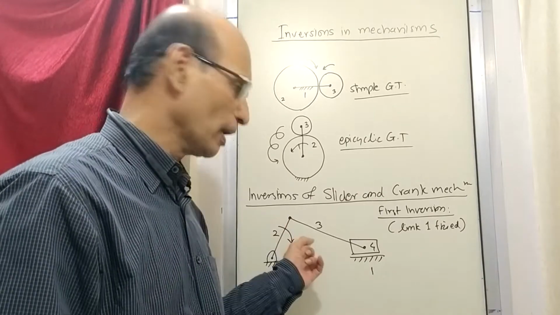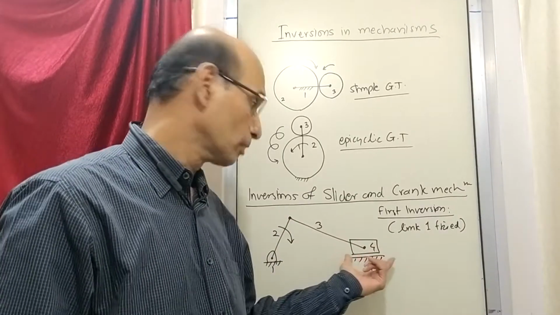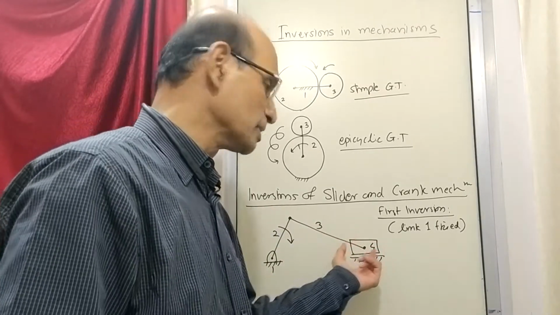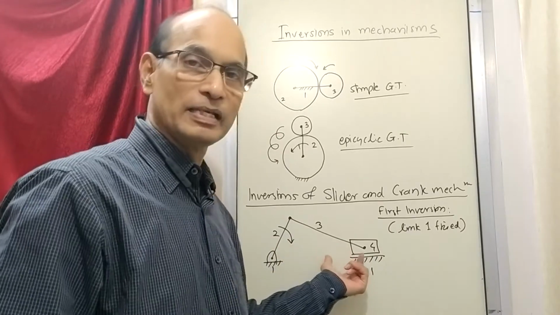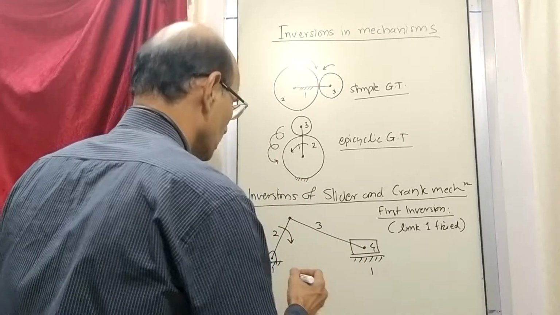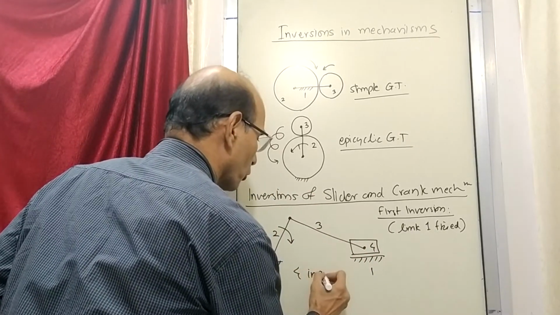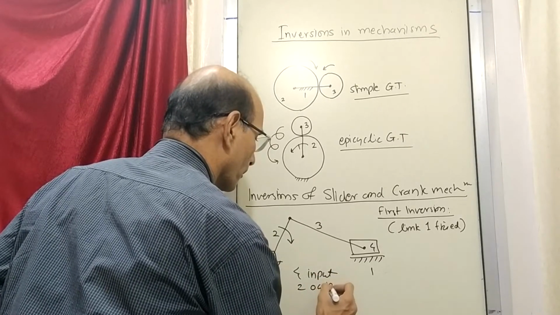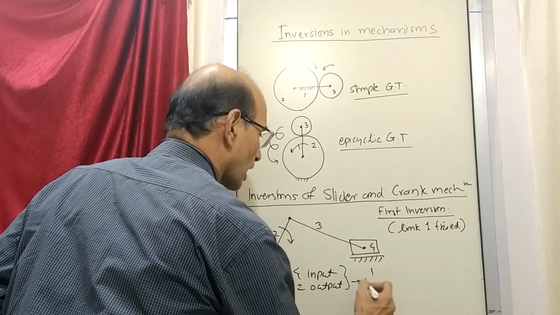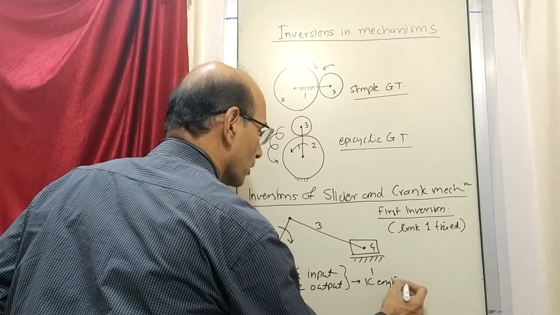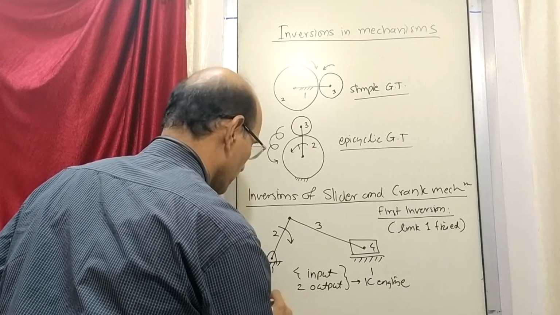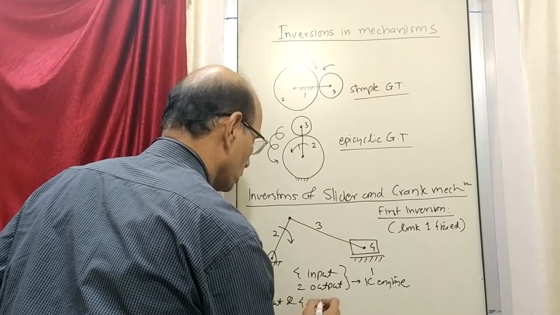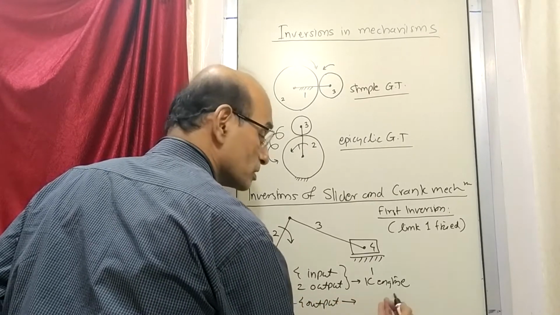By fixing link number 1, we get the first inversion, which we already know, where the rotation is given to the crank and the piston oscillates, or if the piston is given oscillation, then the crank rotates. When the piston is input, the crank is output, that is an IC engine. Maybe you can write that: input at 4 and output at 2. This is an IC engine. And the other way, that means 2 is input and 4 is output. This is a compressor.